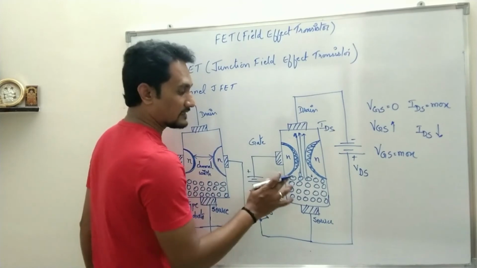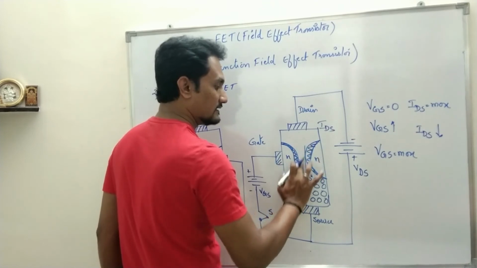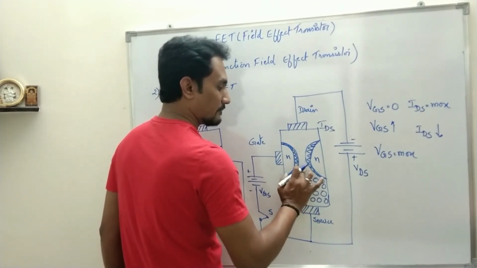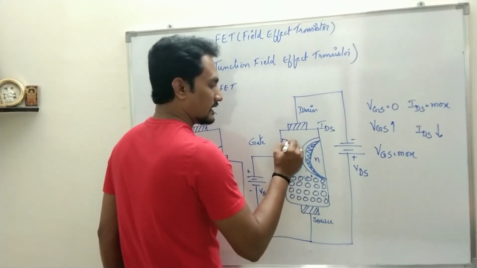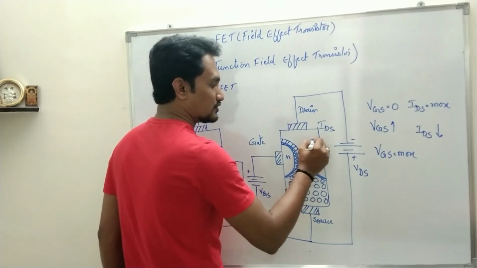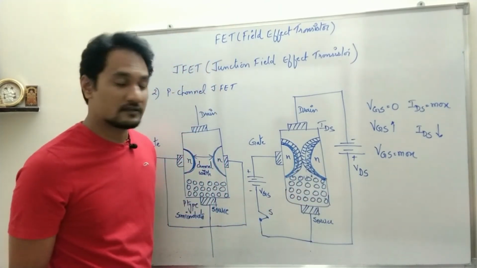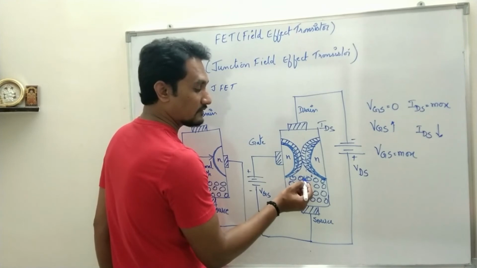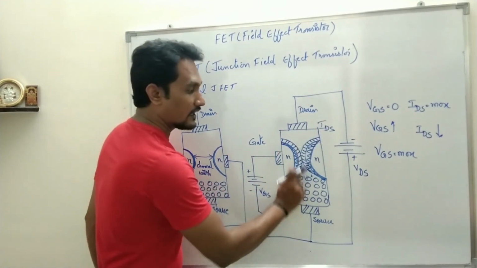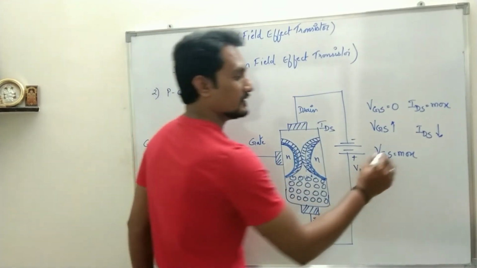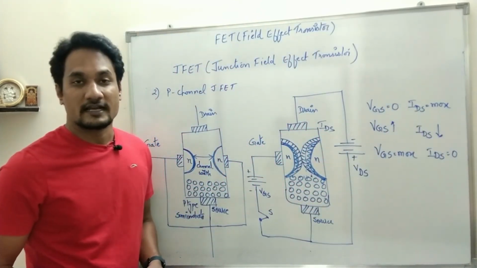When VGS is maximum, maximum means we keep on increasing the reverse bias voltage, and as we keep on increasing it, the depletion layer width entirely occupies the channel width. That means there will be no channel width, and if there is no channel width, will there be any possibility of charge carriers moving from source to drain? Of course not. That means at this point no current is flowing from source to drain. That means IDS will be equal to 0.